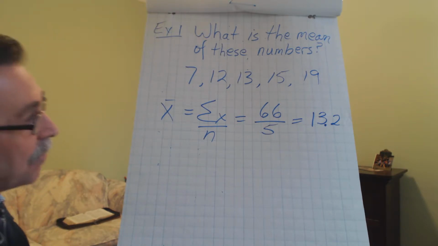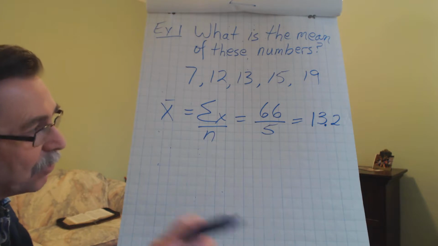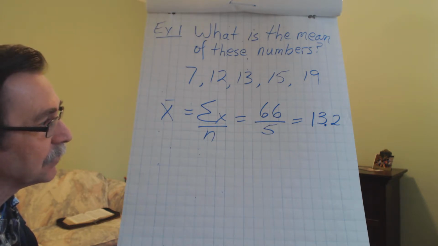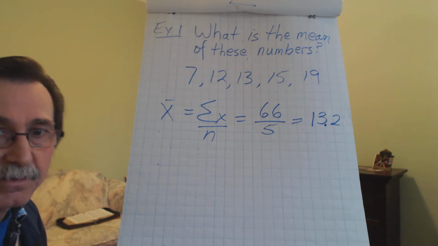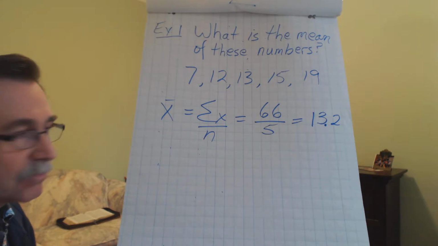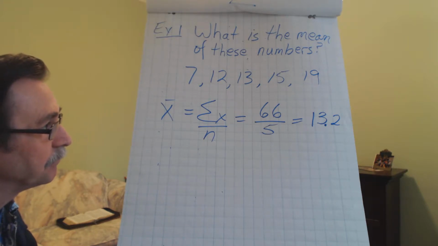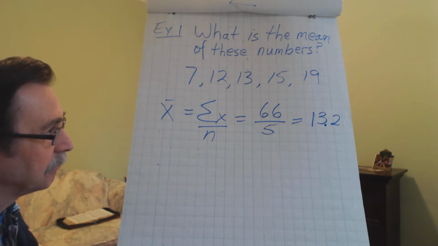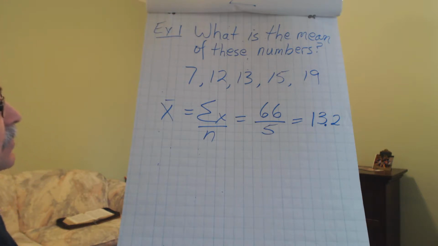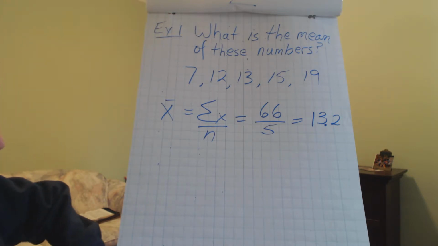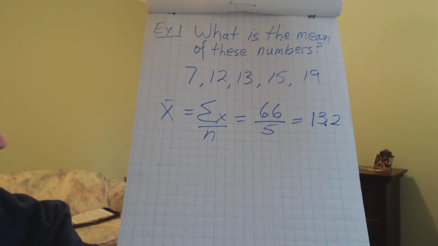Okay, so really that's all there is to that. You just add them all up. You don't have to put them in order. It's just that in this case I had them in order already. And it was easy to do. Just add them up in your calculator or whatever, divide by 5, and that's good.